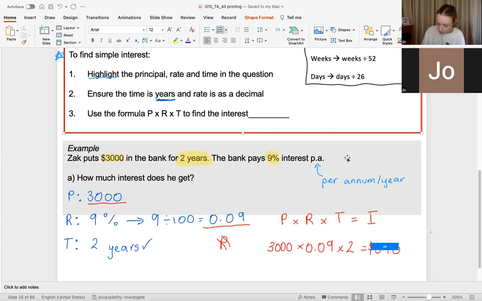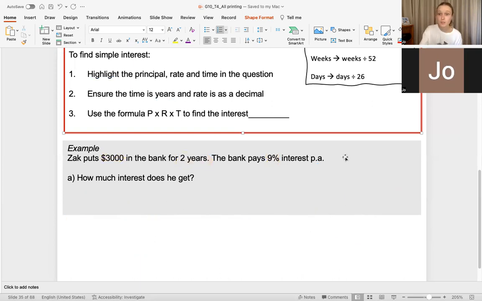So that means Zach would get $540 for putting his $3,000 in the bank for 2 years. And remember, at the end of the 2 years, he also gets back his $3,000. So for this whole thing, he makes $540 and he still has his original $3,000.